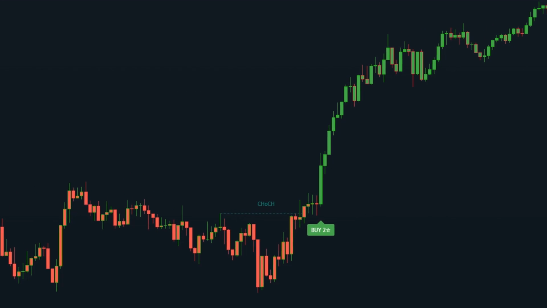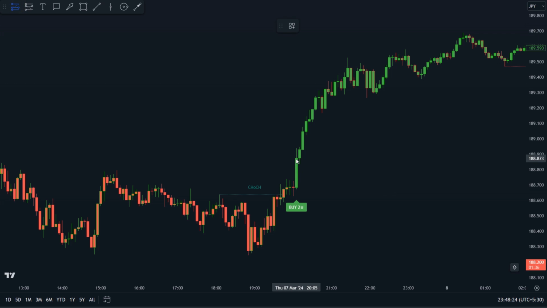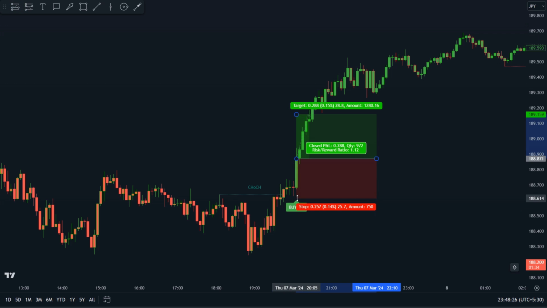Here's another long trade following the same principles. Change of character, confirmation signal, entry, stop loss, boom. Take profit achieved.